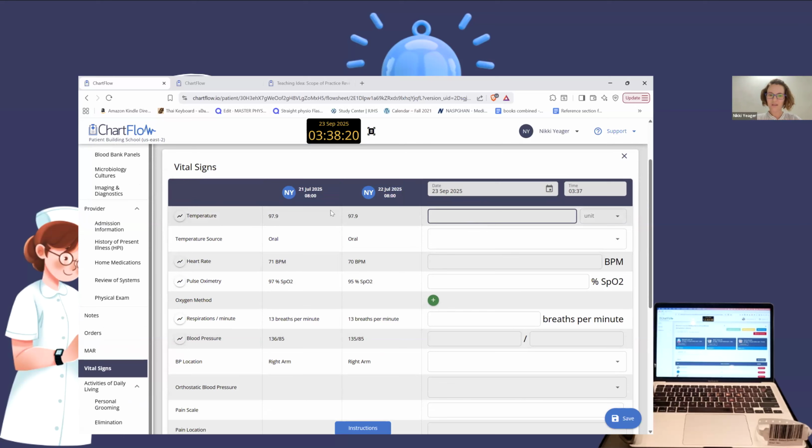we may be in fever territory. This one, 97.9, is a little bit low. It's still within a normal range, but it is a little on the low side. So we might want to check if there's anything else going on there.